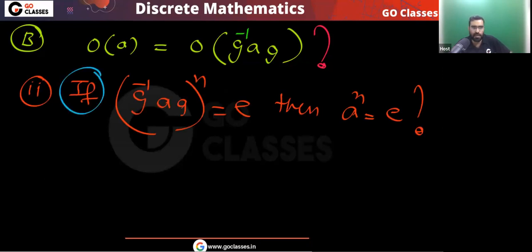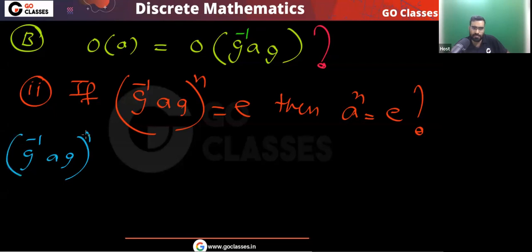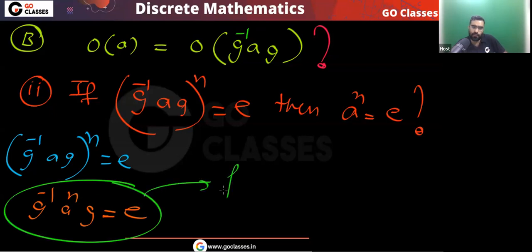Means if G inverse AG power n is equal to the identity element. So remember, G inverse AG power n is the identity element. What does this mean? This means G inverse A power n G is equal to the identity element. Now from here, what do we need to find? We need to find A power n, right?